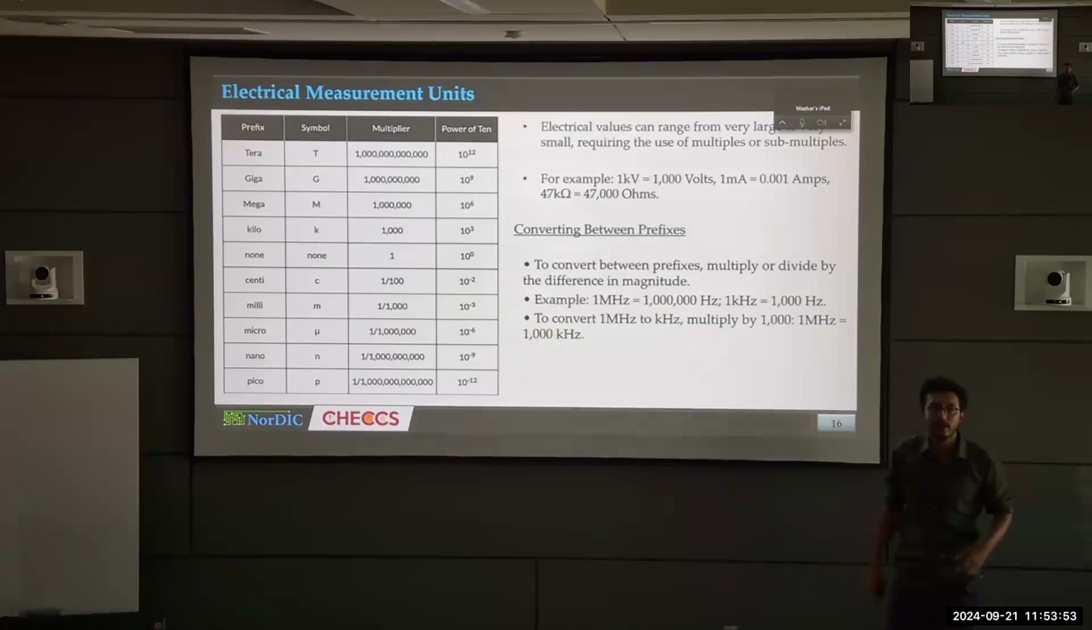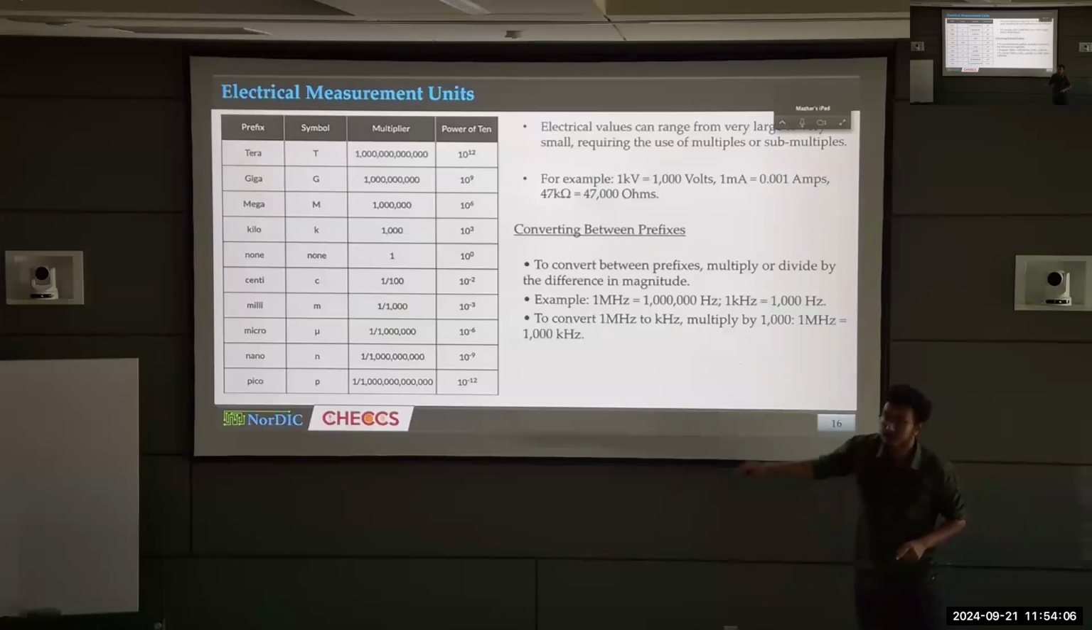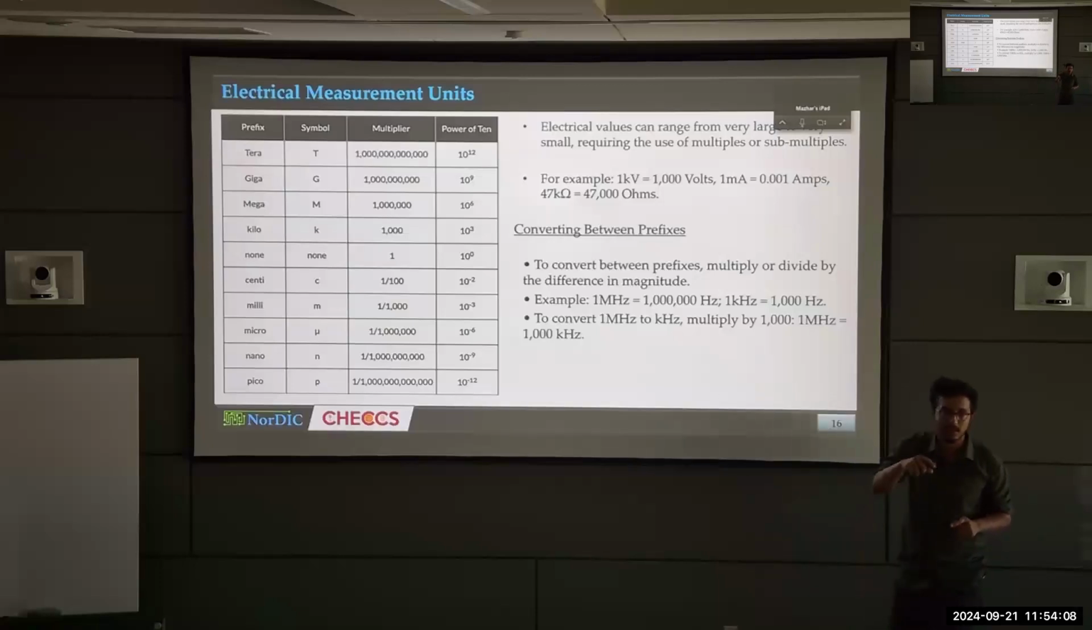So if I tell you, okay, I have a resistance in a circuit which is 1 mega ohm or 1 kilo ohm, you will have to know what mega ohm or kilo ohm means, which is basically how many zeros you have to put in your values, right? So try to learn this. You can just Google it, like measurement unit table, you will know.